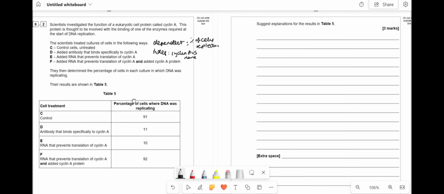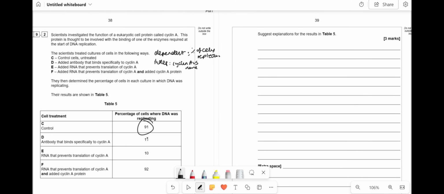And here are their results. In the control, it's 91%. If they're adding this antibody that binds to cyclin A, we can see that the percentage of cells is decreasing.